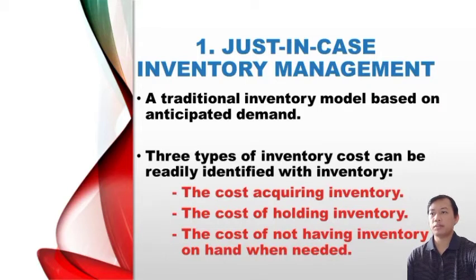There are three types of inventory costs that can be readily identified with inventory. These are the cost of acquiring inventory, the cost of holding inventory, and the cost of not having inventory on hand when needed. The cost of acquiring inventory is the cost of purchased merchandise less discounts taken, plus any duties and transportation costs paid by the purchaser.